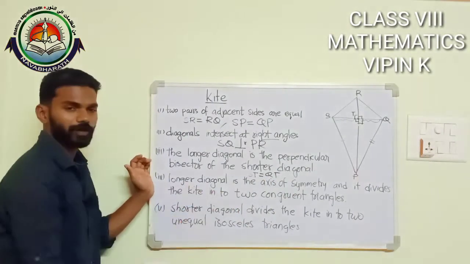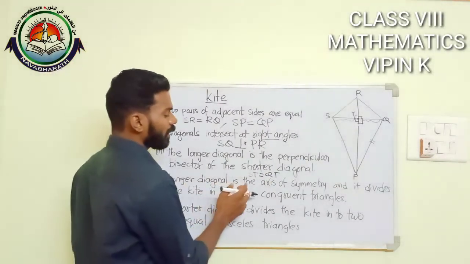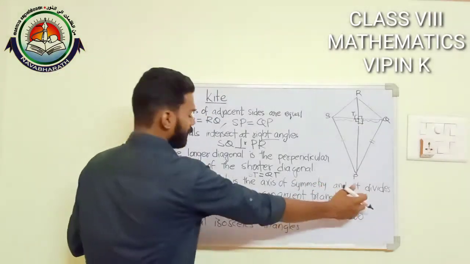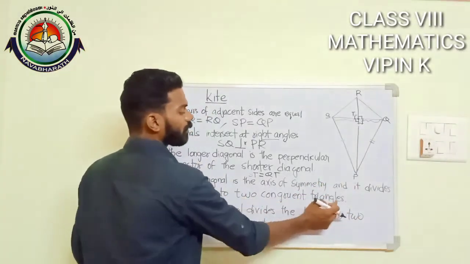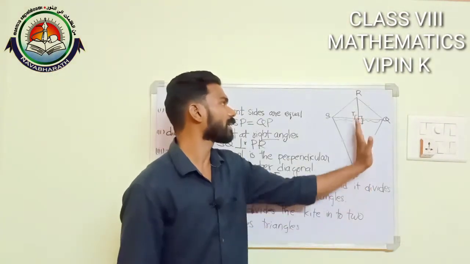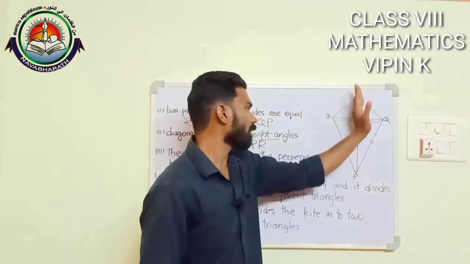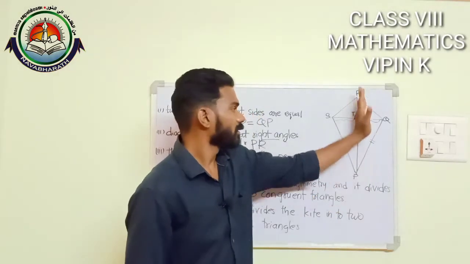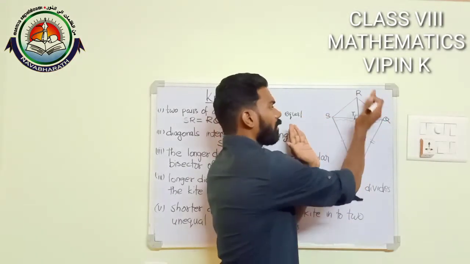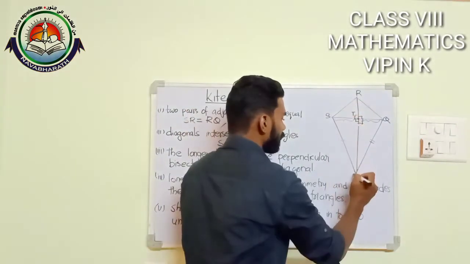Now look at the next property of a kite. Which is the next property? The longer diagonal is the axis of symmetry and it divides the kite into two congruent triangles. You can see that this is the longer diagonal PR, and the two sides of this longer diagonal are the same and are in the shape of triangles.